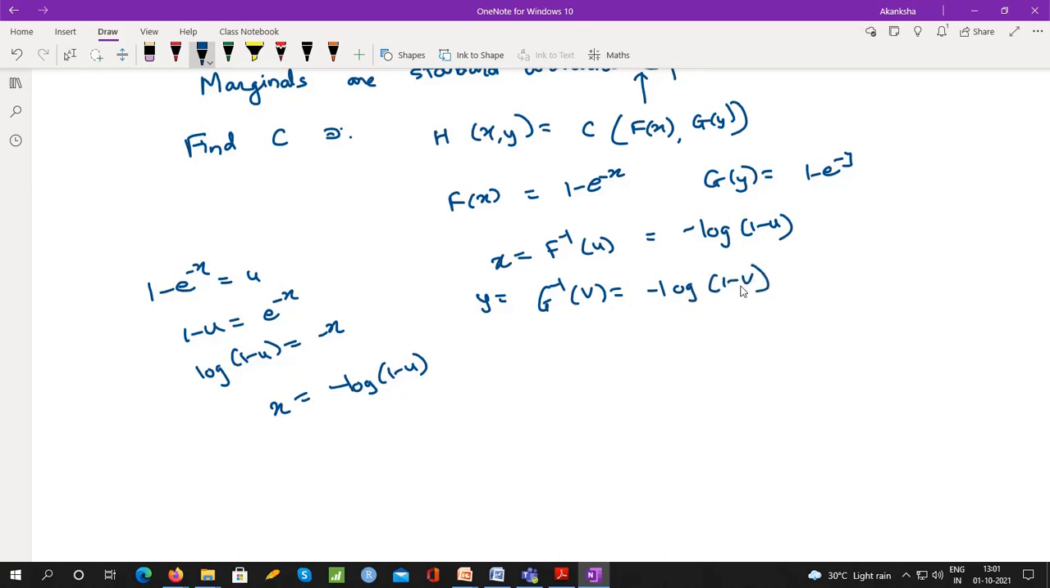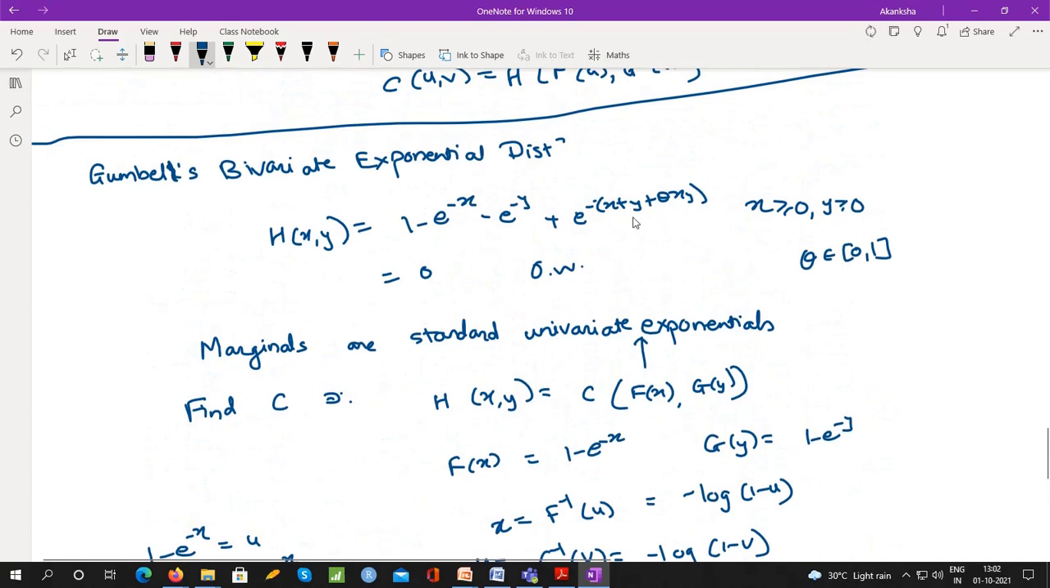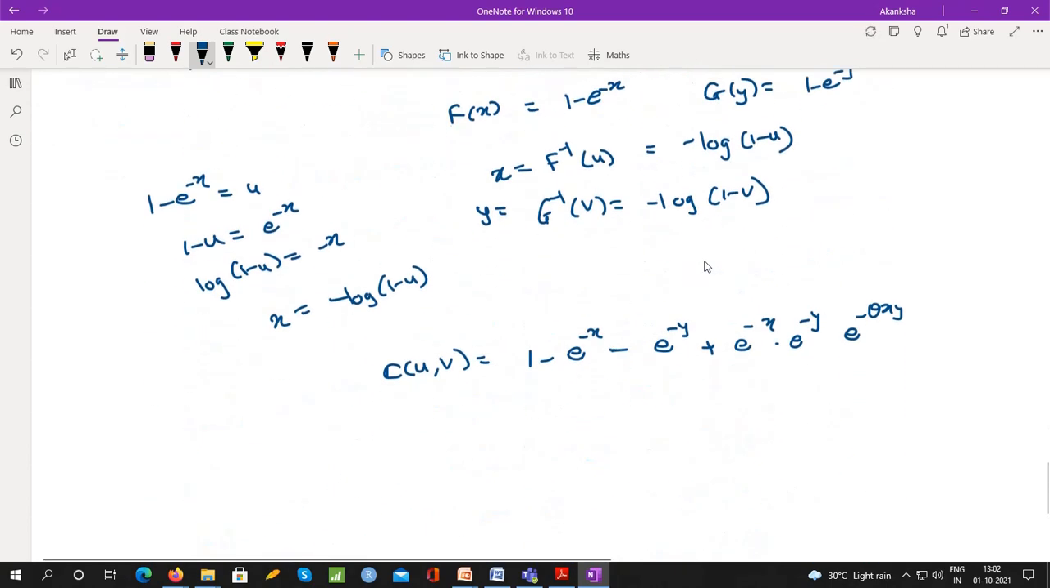So we will substitute these values of x and y. So C(u,v) is supposed to be the same as h(x,y). So it is 1 minus e raised to minus x minus e raised to minus y plus e raised to minus x, e raised to minus y, e raised to minus theta xy. I am just separating the terms in the bracket.